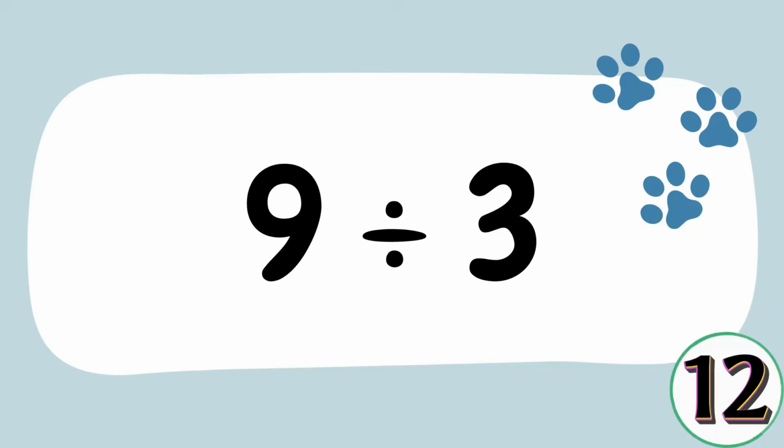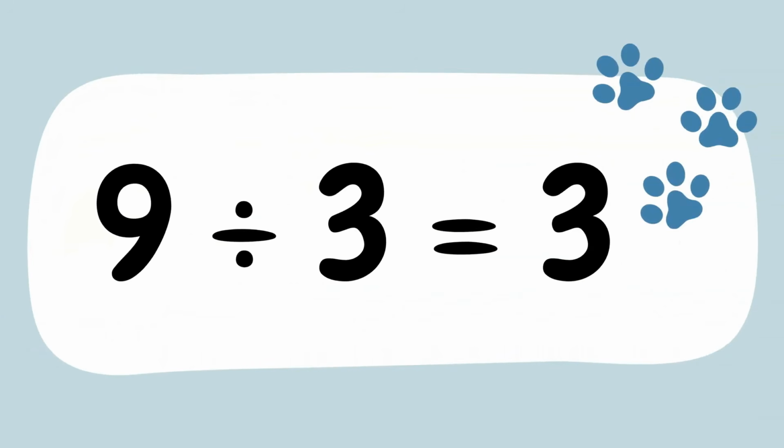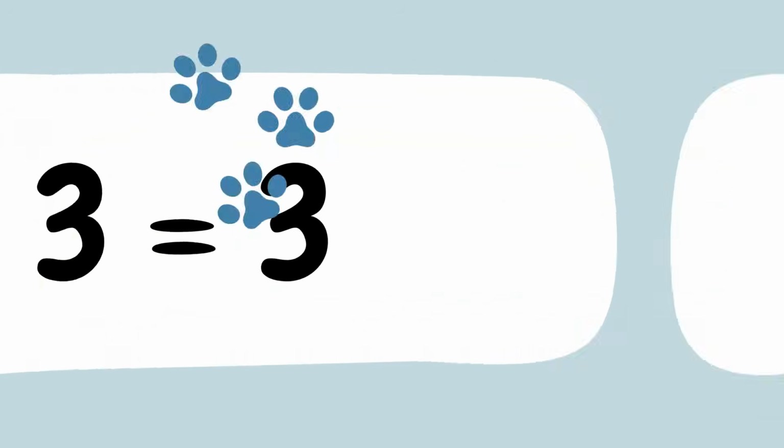What is 9 divided by 3? The answer is 3. 9 divided by 3 is 3.